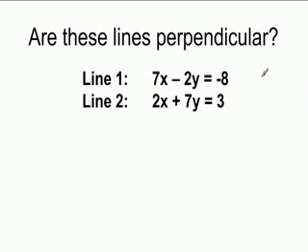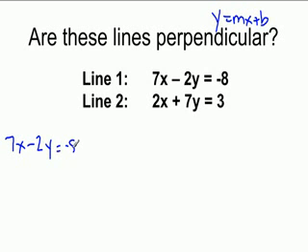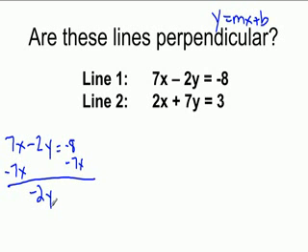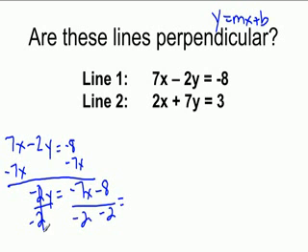Now, are these lines perpendicular? Well, first of all, they need to be in slope-intercept form, so y equals mx plus b. So we need to figure this out. So 7x minus 2y equals negative 8. We need to get our y by ourselves, so we're going to take away 7x from both sides. Negative 2y equals negative 7x minus 8. We need to get rid of this negative 2. So we have y equals negative 7 over negative 2 x minus negative 8 over negative 2, which would be a positive 4, because two negatives equal a positive.